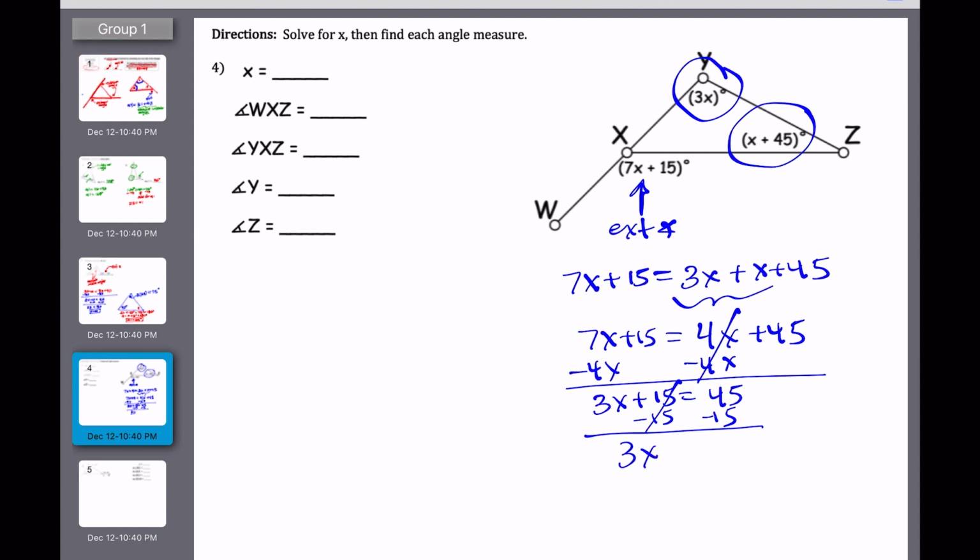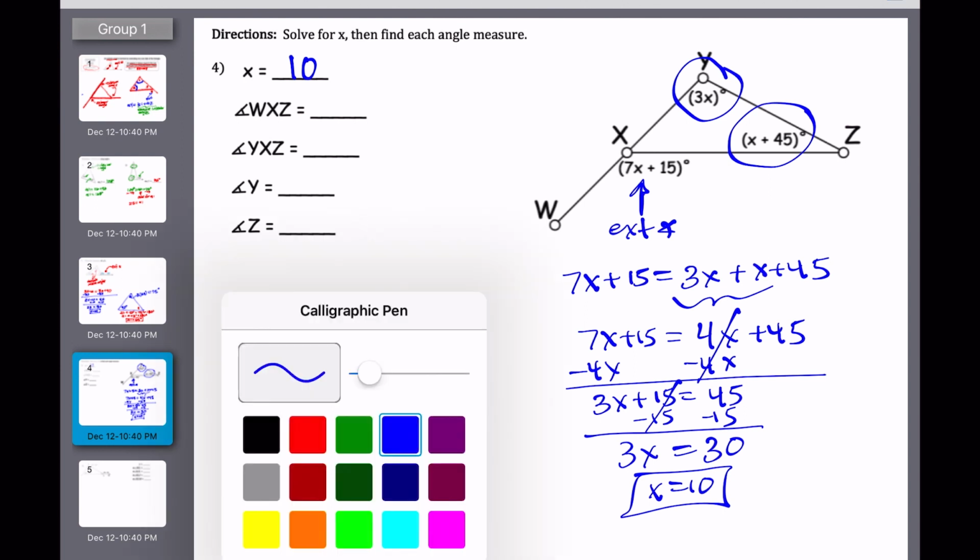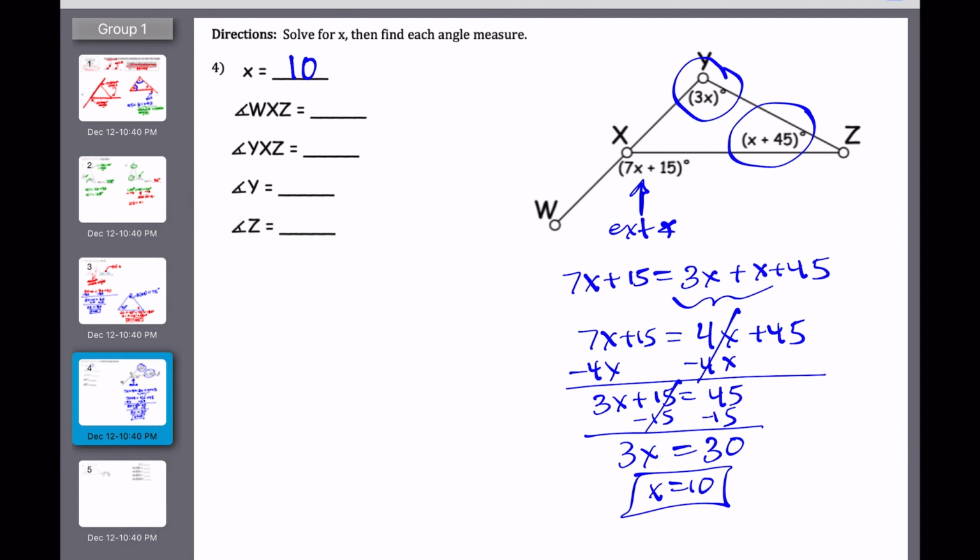And now let's get the constants away from the variables and solve for x and get 10. Now that you have x equals 10, we can go identify each of the angles and plug in. So angle WXZ, you start at W, you trace it to X, then you trace it to Z, and we see that that's talking about our exterior angle. So WXZ is the exterior angle. Let's plug in 10 for x, so we get 7 times 10 plus 15, which is 85 degrees.